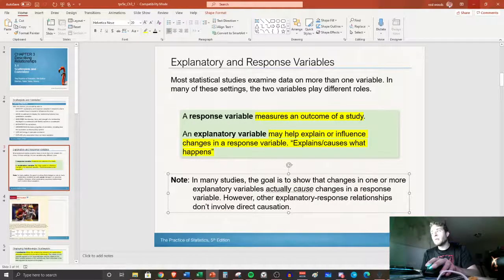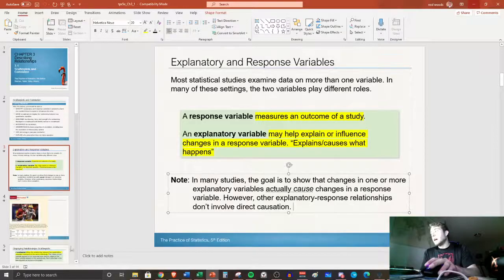However, other explanatory response relationships don't involve direct causation. So that word causation is going to come up a lot in this chapter. And remember, causation is very difficult to prove for observational studies, but in experiments it can be proven. So if we're dealing with an experiment, causation is very much a reality that can happen.